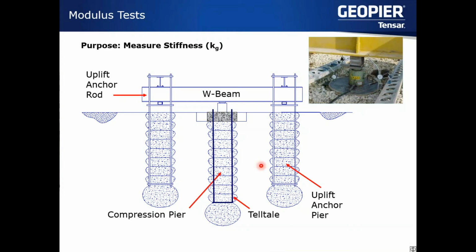Then we'll have our jacks sit on top of that cap, and we'll build a reaction frame. So we have our beam over here, and we'll have 2 reactions on either end, typically for a modulus test. And here the reactions are shown as uplift piers, which we can do, but very often it's more economical to install these with helicals to support the reaction beam.